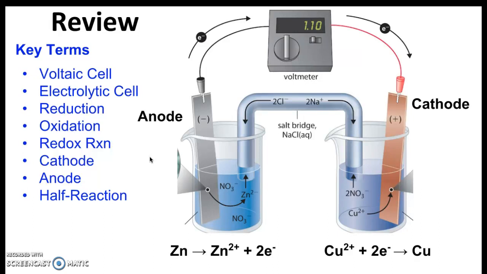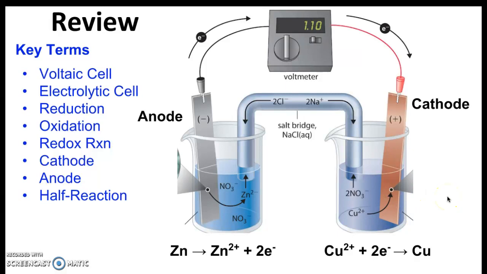All right. In addition to these key terms, in the very first lesson, we looked at what's called an electrochemical cell. This is an example of a voltaic cell. And in these electrochemical cells, we talked about the anode and the cathode. The anode is where the oxidation reaction takes place, and the cathode is where the reduction reaction takes place. And that's what we see here.